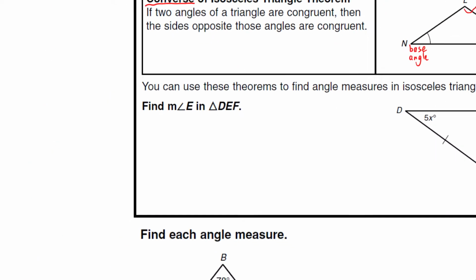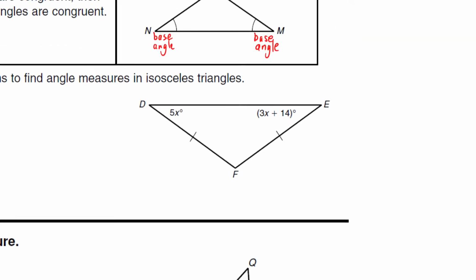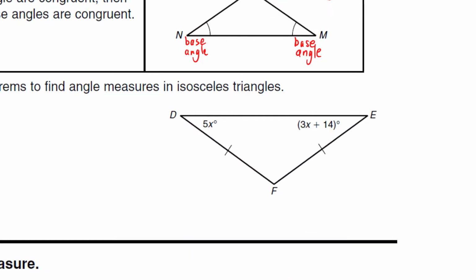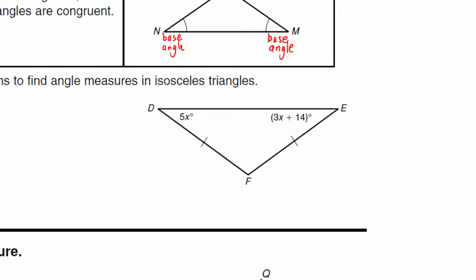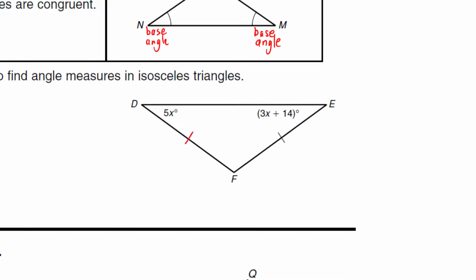So on this one it says find angle E in triangle DEF. Well, what type of triangle is this right here? Yep, isosceles, two sides of the same length. So since those two sides are the same length, what do I know about these two angles right here? They're congruent. It's just like what we just did on our warm-up. When those two sides are the same, then those two angles are going to be the same. Those two base angles are going to be equal to each other.